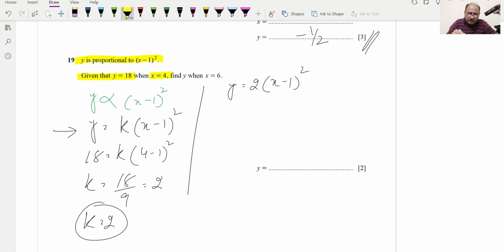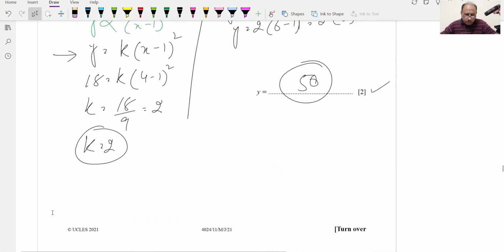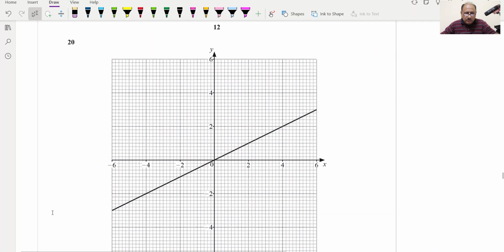Now they are saying find y when x is equal to 6. So y we need to find, and x is equal to 6, so 6 minus 1 squared, and this will be equal to 2 into 5 squared, which is 25 into 2, which is 50. So the answer is 50. Hopefully you understood. This is a 2-mark question. Now question number 20.